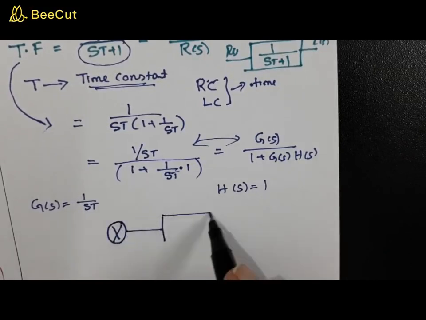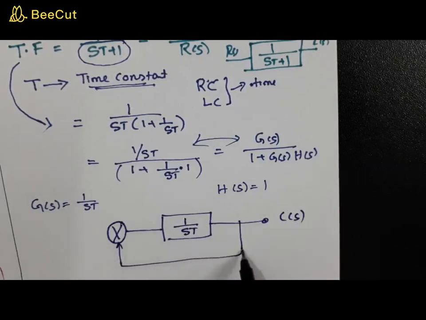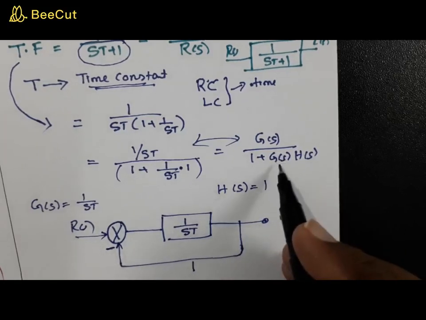So the forward path gain will be 1 by sT, and this is your C(s). Now from the C(s), you are giving a feedback, something like this. This is minus, this one is R(s). So what is this value? This is going to be 1, right? So this is actually 1, and it is a negative feedback because this is 1 plus G(s)H(s).